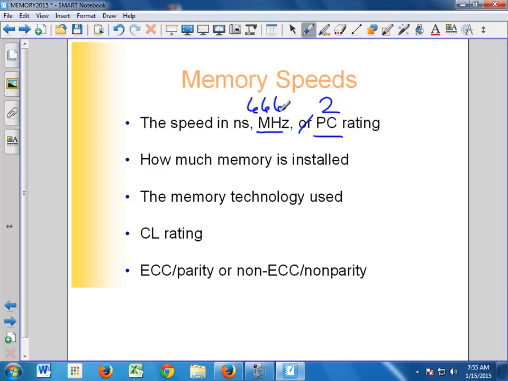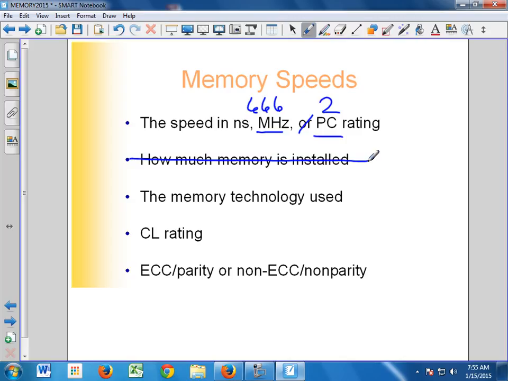Okay? How much memory is installed does not affect the speed of the memory. It only affects the overall speed of the PC to a point. Okay? So I really don't like this even being on this slide because it has nothing to do with the speed of the memory. Okay?